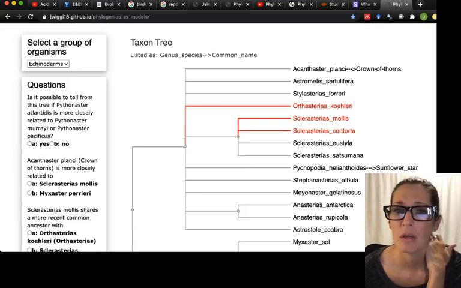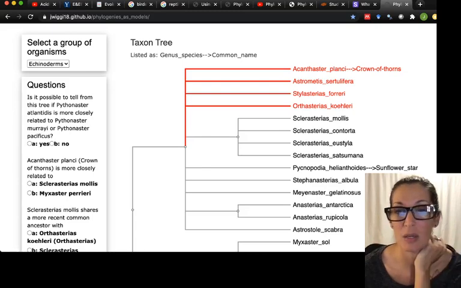Okay. I think you could tell what I was talking about earlier, even without the mouse, that these four form what we call a polytomy. And so that means that we can't tell about relationships between those four that I've highlighted in red.